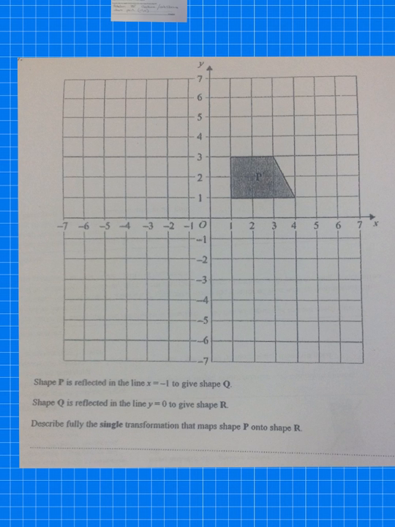Okay, so next question is similar to the very first type of question we did, and they're saying, can you take this shape P, reflected in the line x equals minus 1, and then reflected in the line y equals 0, and then describe the single transformation to get you from P to the new shape. Okay, so how about you go at that, and if you want to stop the video in the meantime, I'll put the answer up here now so you can check it.